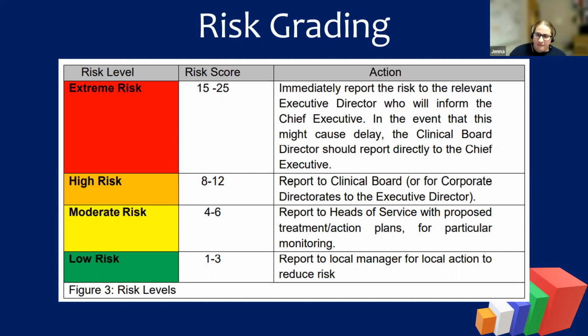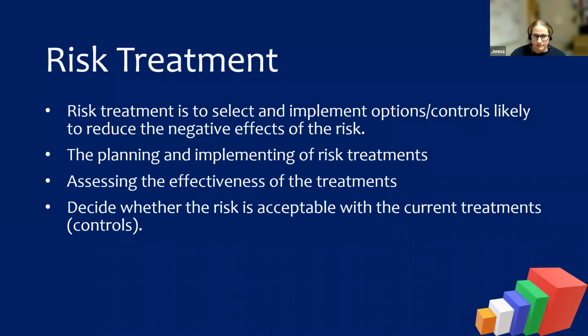So like I said, if the current risk score is still higher than the target risk score, then that would lead on to the development of an action plan. So when we talk about risk treatment, risk treatment are the things that we're going to put in place to reduce those negative effects. So we talk about mitigation and things like that. And risk treatment is about planning and implementing that mitigation so that it is embedded properly and effectively into your service to help reduce the risk.